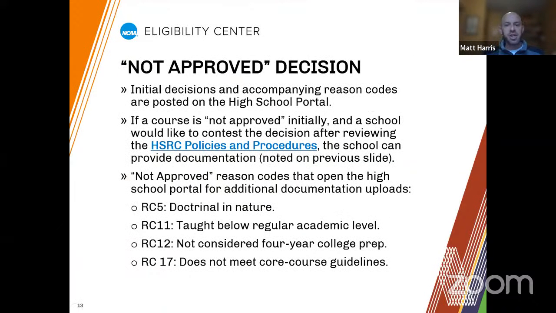So, the not approved decision. I mentioned that when a course is not approved, it's assigned a code that tells you why. You can see some examples on your screen. This is not an exclusive list, but these are the most common reasons why a course would not be approved. The RC5 course is deemed doctrinal in nature. We mentioned comparative religion. Comparative religion courses can be approved. Courses that are religion-based, Bible-based courses that are doctrinal religion, would not be approved.